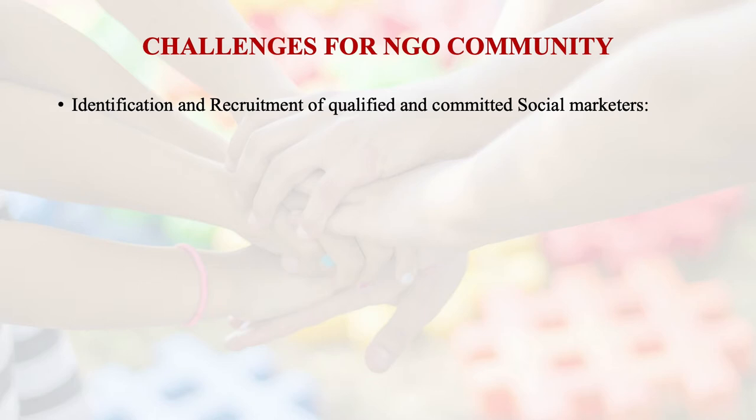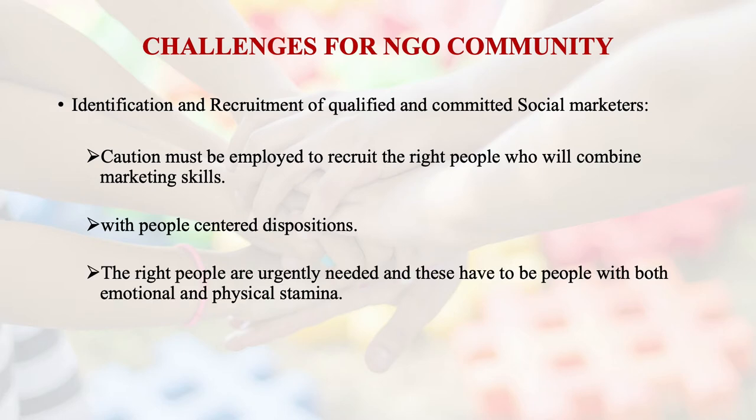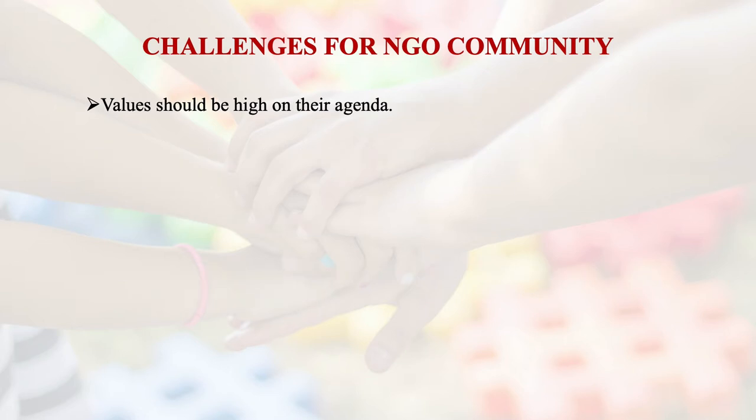So whenever any NGO is recruiting human resources for their organization, for designing and implementation of social welfare programs, they should be cautious for employing the right people with combined marketing skill. What kind of quality, what skill set is an NGO looking for in them? So right people are urgently needed. These people have both emotional and physical stamina. They should have values, and commitment should be high on their agenda.